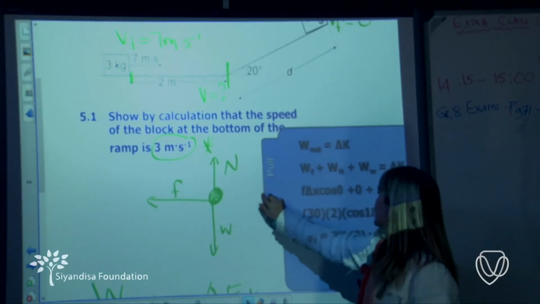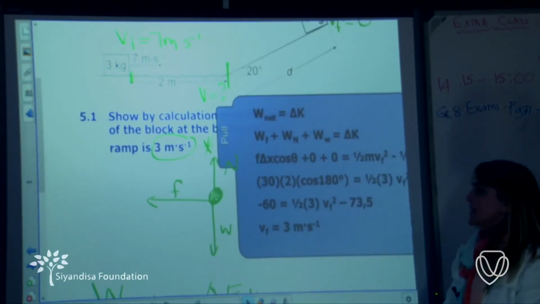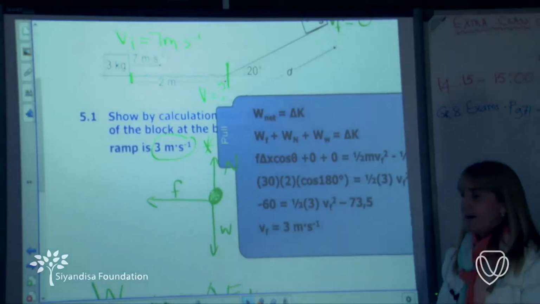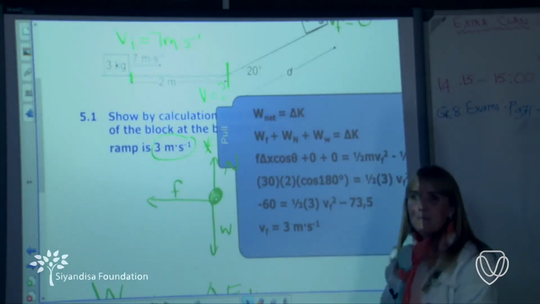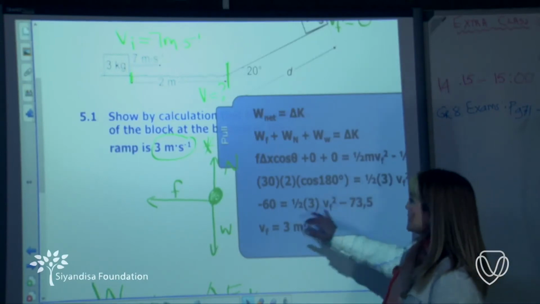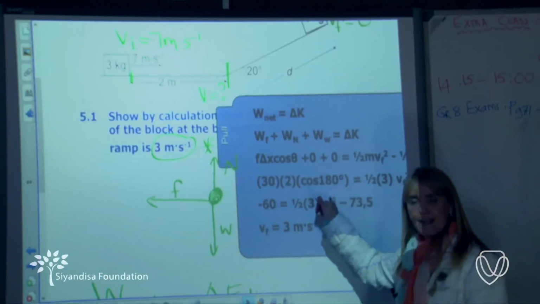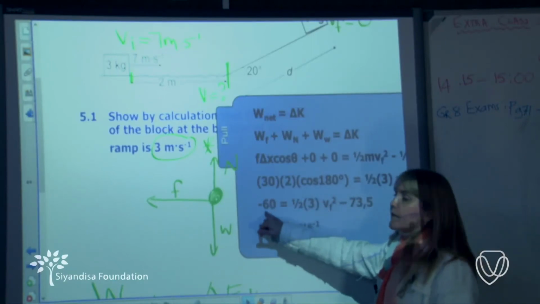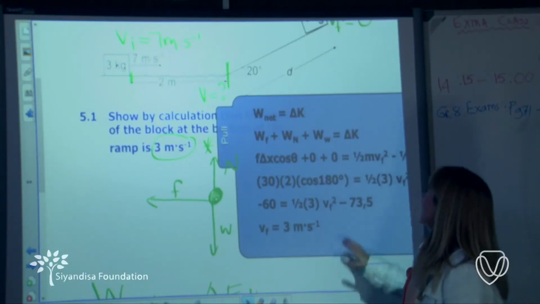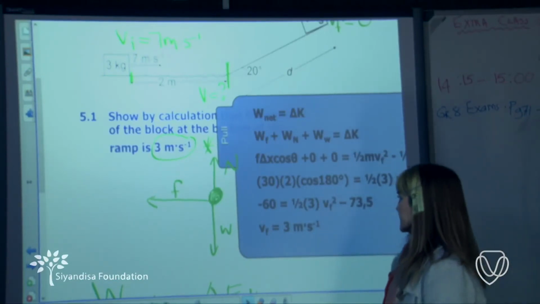All right, for those of you who are finished, you should get an answer of 3 meters per second. Hopefully you all did the maths correctly. Make sure that you check your substitution. Remember that you're going to get a negative value here because the cos of 180 is negative 1. So that gives you your negative value on this side, and then your final answer is 3 meters per second.